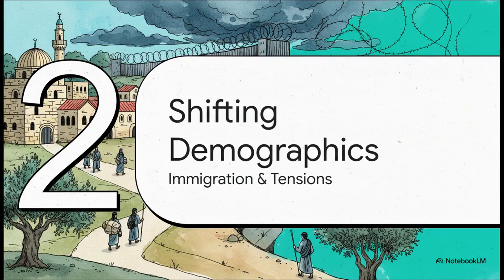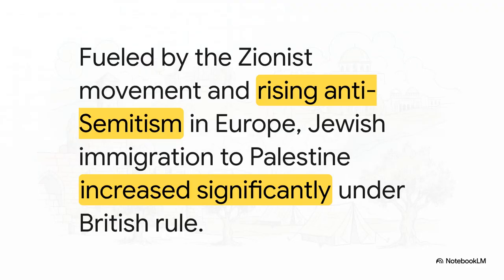So, these political promises weren't just words on paper. They had a huge, immediate impact on the ground, kicking off a period of massive change and, you guessed it, a whole lot of tension. With British rule in place, the doors to Palestine opened for more Jewish immigration. This was pushed by the Zionist movement, which aimed to establish a Jewish state. But what really poured fuel on the fire was the terrifying rise of anti-Semitism and the Nazis in Europe. For many Jews, finding a safe haven became a matter of life and death.